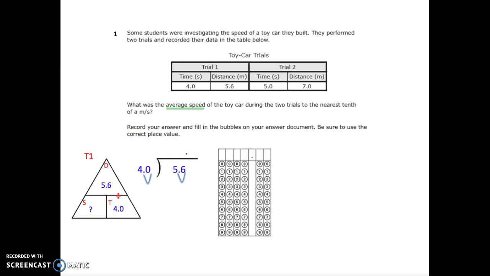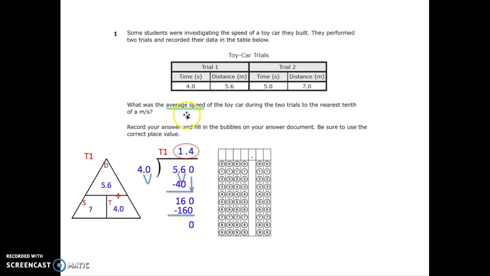Well, how many times does 40 go into 56? Just once. 1 times 40 is 40. 56 minus 40 leaves us with 16. Now we need to bring down a 0. We'll bring a 0 down, which gives us 160. 40 times 4 equals 160. 160 minus 160 leaves us with 0 remaining. So we have our answer for trial 1, which is 1.4 meters per second.